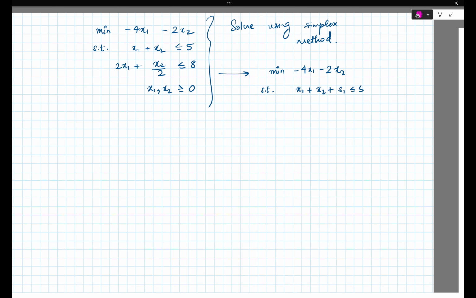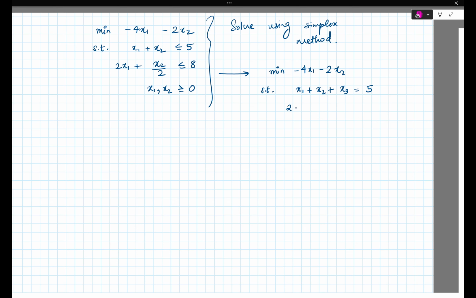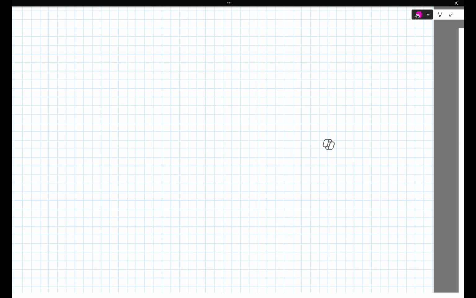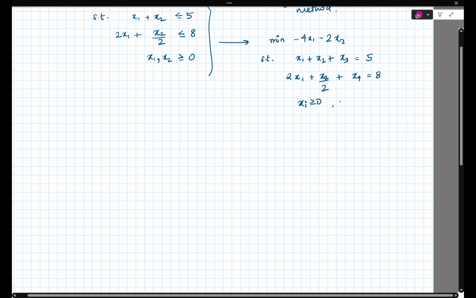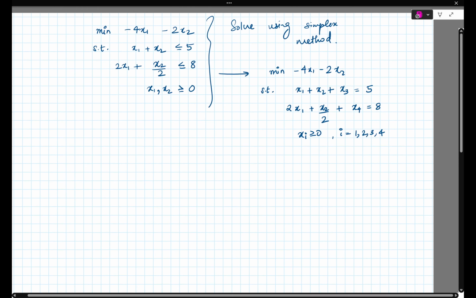So we'll add x3, I think. That is how it is done in the video lectures. 2x1 plus x2 by 2 plus some x4 is equal to 8, and xi is greater than or equal to 0, where i is 1 2 3 4. Okay, so we have this in the standard form.